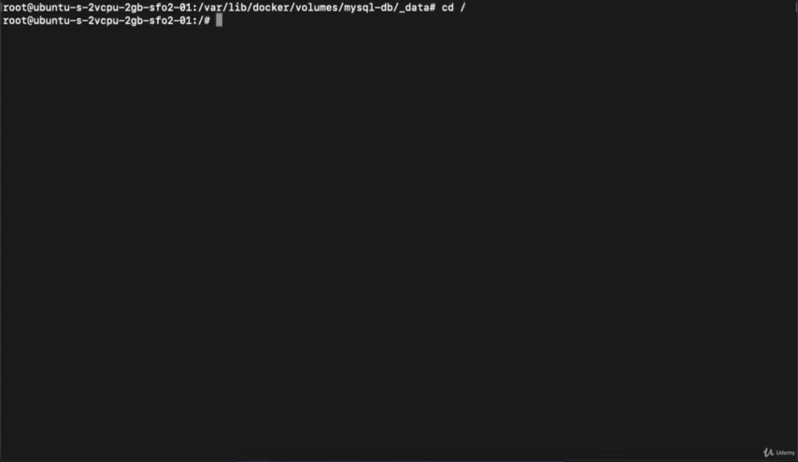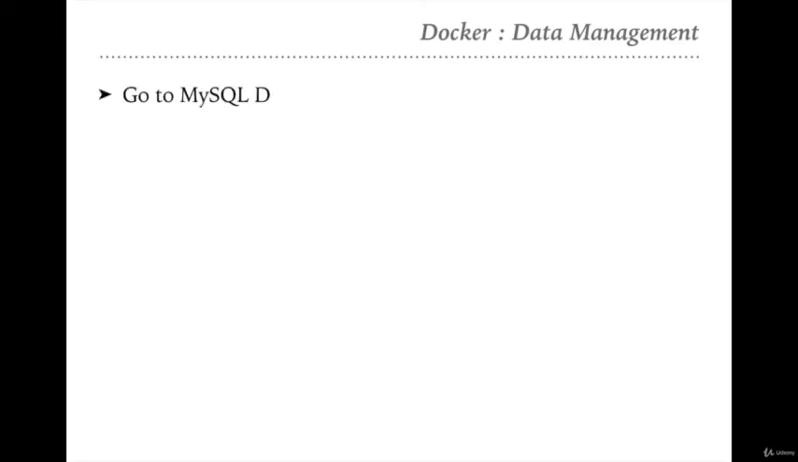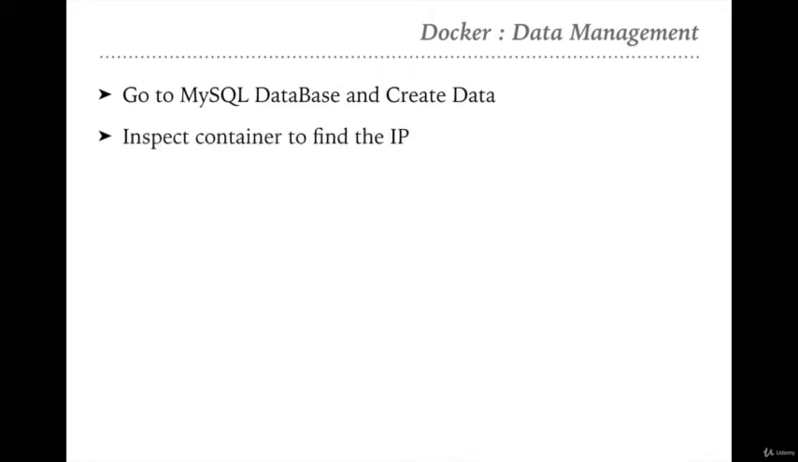Now what do I need to do? We have started the MySQL database in a container. Now we need to create a database and insert some data, right? For this, first go to the slides and go through some commands. So first we will go to the MySQL database and create the data. For this, we need to follow these steps. First, we will inspect the container and find out the IP of the running container, right? Then we get the running port.